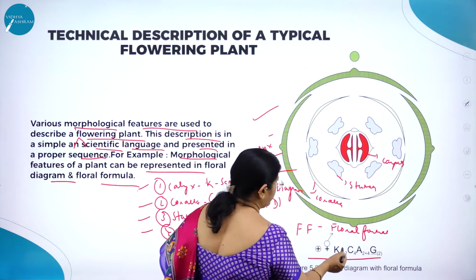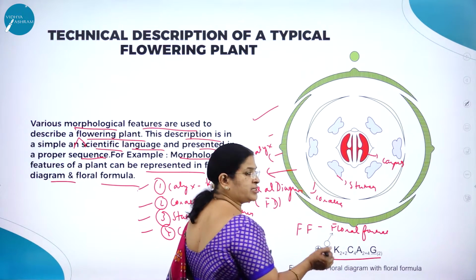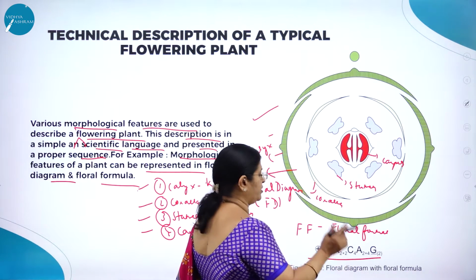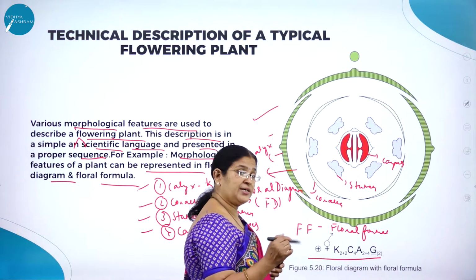Here you can see, calyx, that is sepals, are 4 but they are arranged in 2 rows. Calyx how many? 4. Then androecium, it is diadelphous.